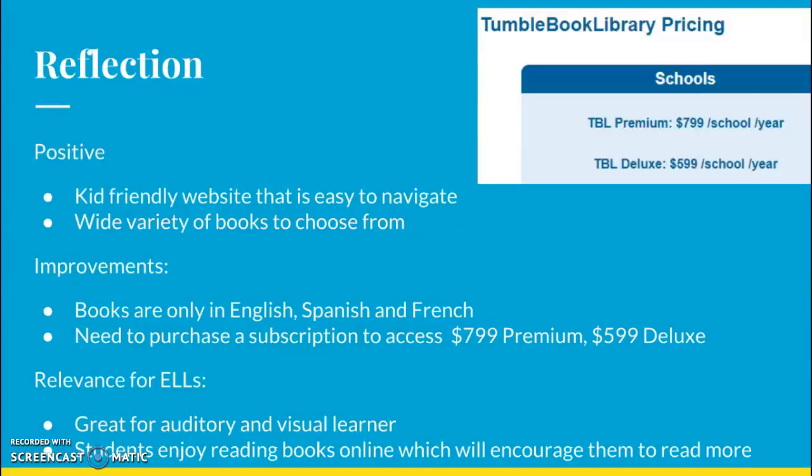Some of the relevant factors for English learners include the auditory piece and the visual piece that the learner receives when interacting with Tumble Books. And that also students enjoy reading books online. And that positively will in turn encourage them to read more.